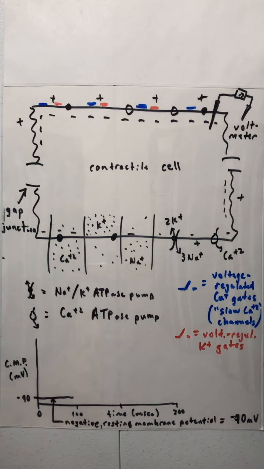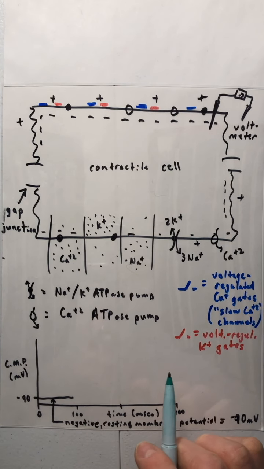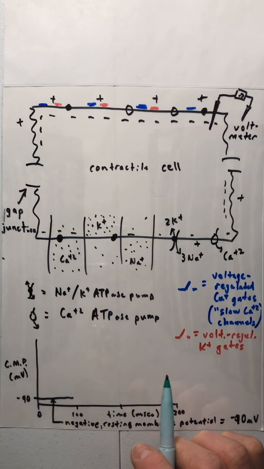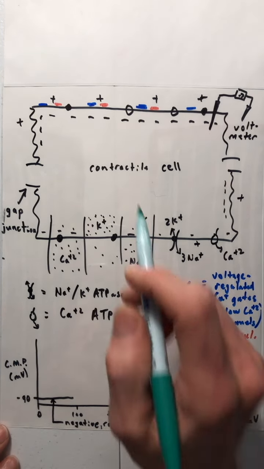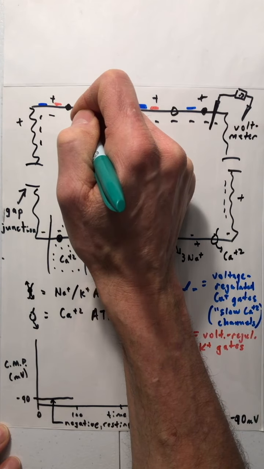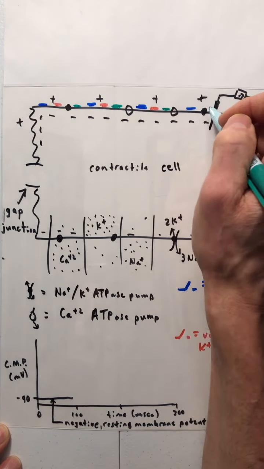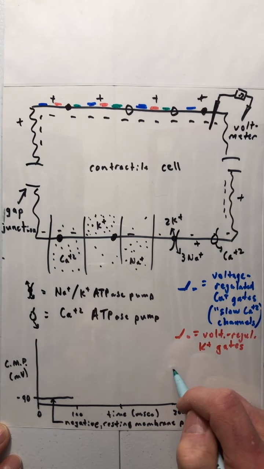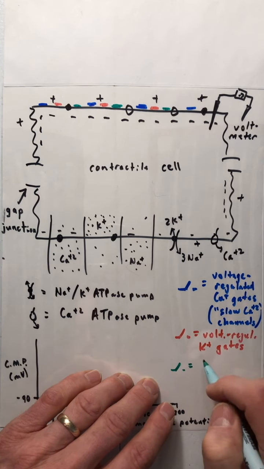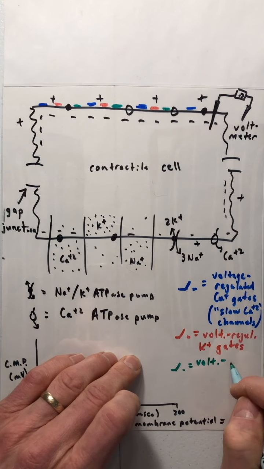And then with regard to sodium, it's a little different than we saw in the autorhythmic cells. In the autorhythmic cells, we saw there was sort of leakage sodium channels that were sort of like a door always propped slightly open. Well, in the contractile cells, we have voltage regulated sodium gates. I'm going to draw them as green bars here in a closed position, located all the way throughout. In an open position, like a swinging door, they might open like so. And those are the voltage regulated sodium gates.